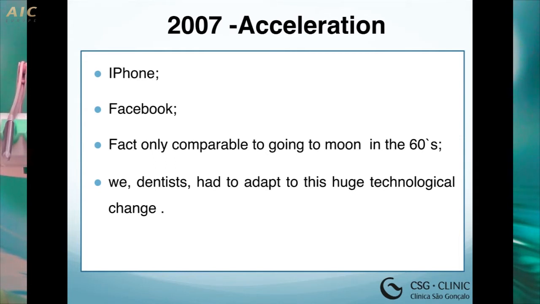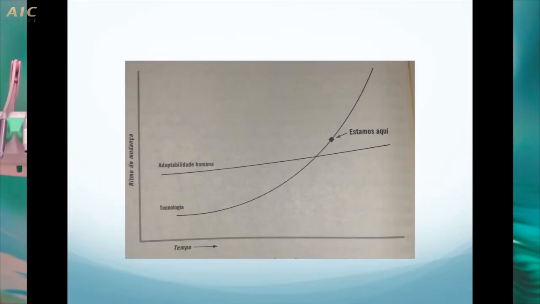The only parallel to this peak of acceleration in the digital world is in the late 60s, when men went to the moon. That's the only parallel. Then what happened in 2007? If you draw this graphic and put two lines, time and the rhythm of change, you will see that we start growing like this, and then it's like poof, very quick.